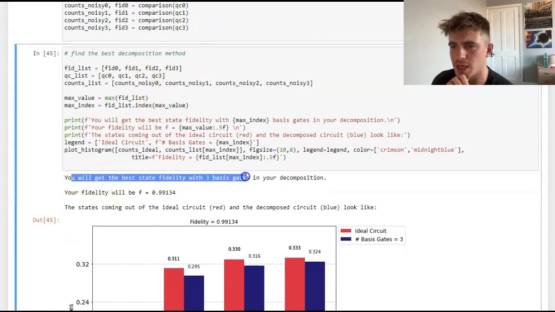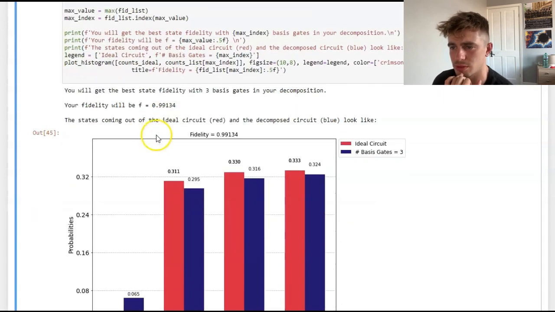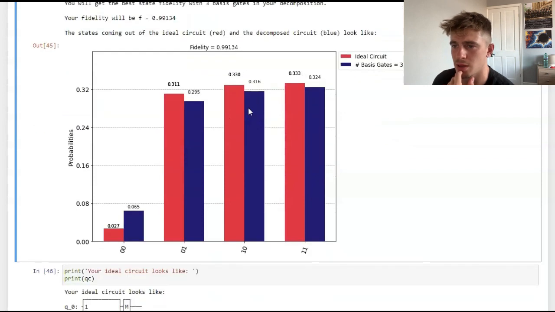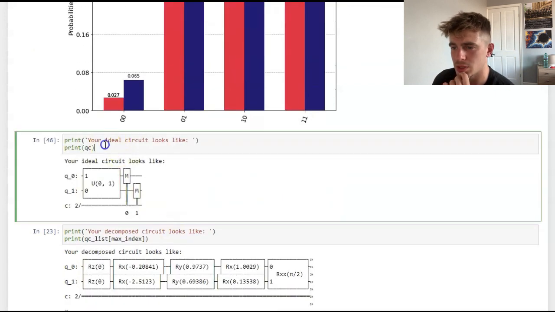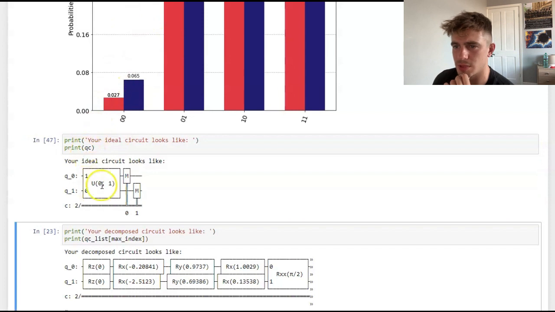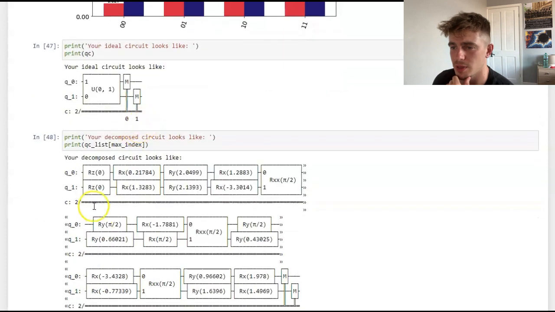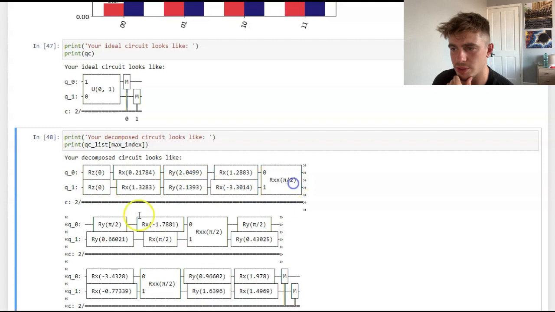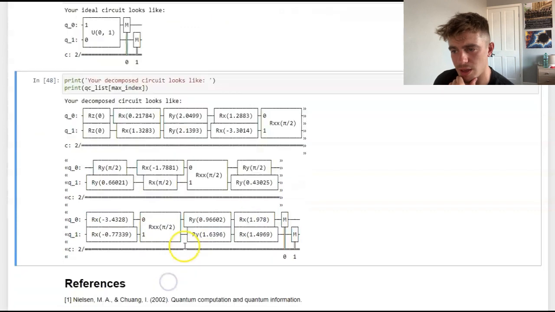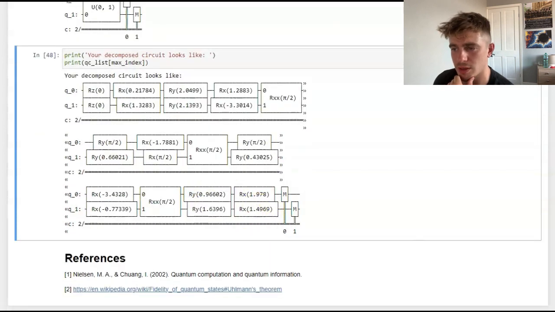So in this particular case, it tells me that I'll get the best state fidelity if I use 3 basis gates in my decomposition. The fidelity will be about 99%. And then here we can compare the states for the ideal in red and the decomposed circuit in blue. So it's not looking too bad. Here I look at my ideal circuit, so I just want to implement a 2-qubit gate. And then this is what my decomposed circuit looks like. So I shuttle them together, I perform various X and Y's on each qubit, a 2-qubit gate, X and Y's again, 2-qubit gate, X and Y's again, and there's my third 2-qubit gate, and then X and Y's again.